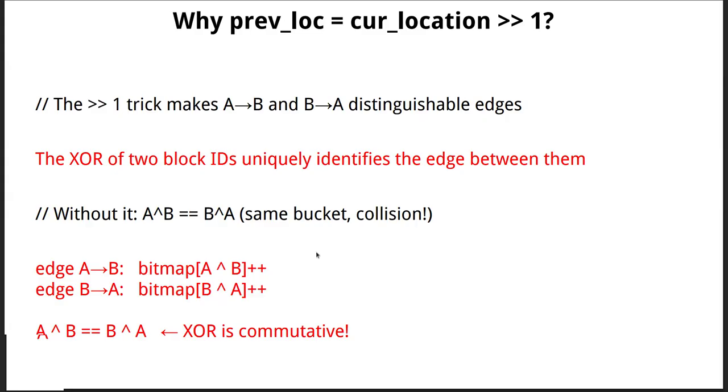This is not perfect, but it's very fast. There could be collisions as well. Imagine you have a huge program with millions of basic blocks. Then there could be millions times millions, billions of edges. But in this approach, we can only represent 64,000 edges, right? So this approach is not perfect.